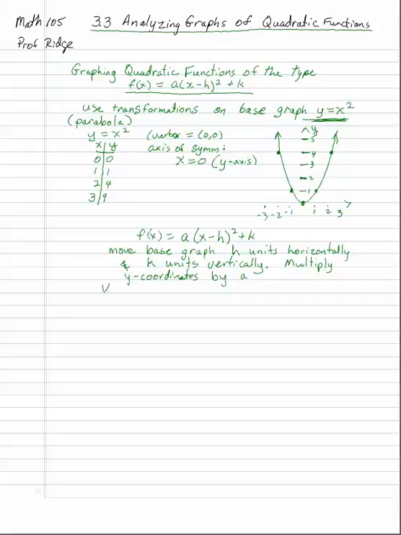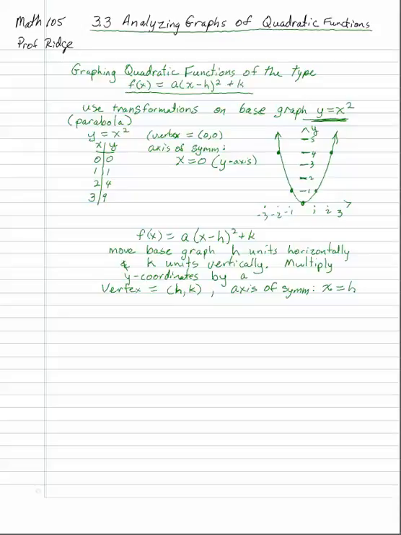Okay, so our vertex is going to be (h, k), axis of symmetry is going to be x = h. It's always x equals whatever the h coordinate is of the vertex. Goes through the x coordinate of the vertex. And what else do we need to know?